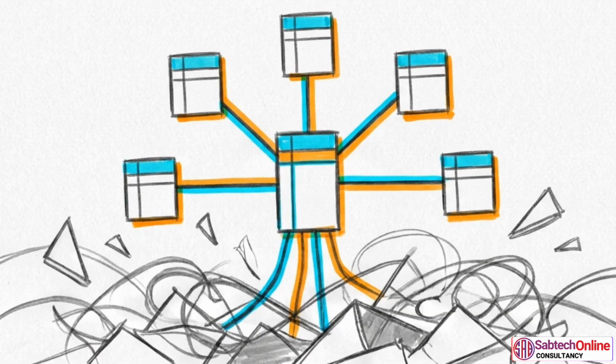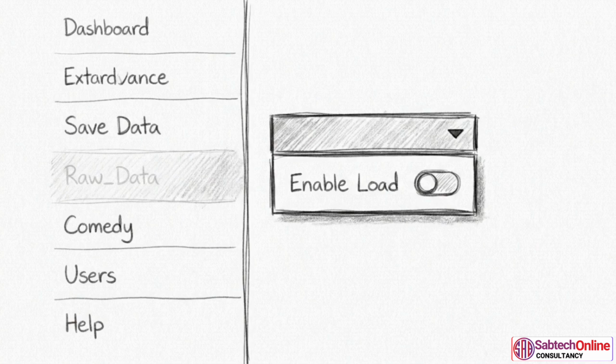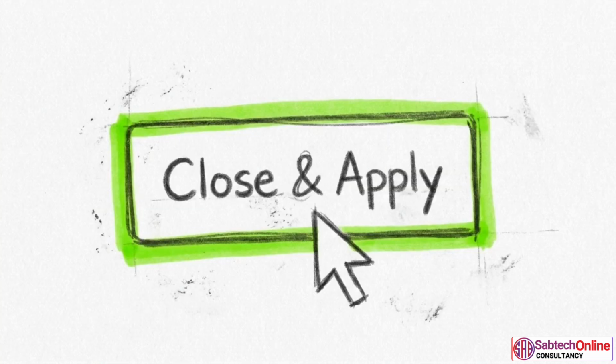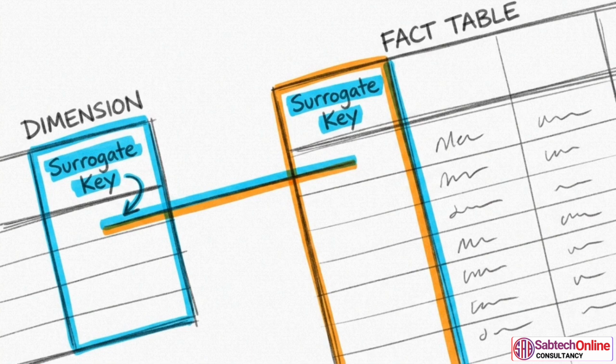Alright, now let's finalize the overall architecture. We start the cleanup phase by disabling the load for all raw tables in the stage folder so they don't slow down the final report. Now we close Power Query and shift over to the model view to physically connect our new surrogate keys from the dimensions to the corresponding fact tables.